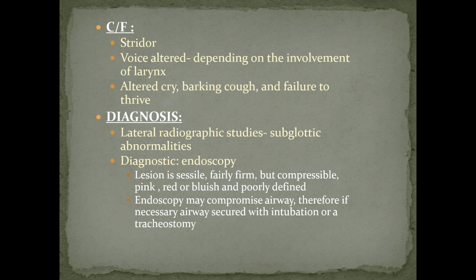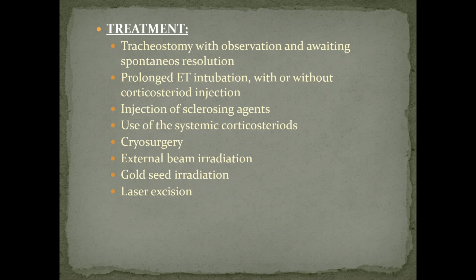So if you do the endoscopy, it may further compromise the airway. Already because of the mass lesion in the subglottic region, they'll have respiratory problems. So if you want to do the endoscopy, first intubate the patient to secure the airway, then do the endoscopy. So there are various treatment options for this subglottic hemangioma in the pediatric age group.